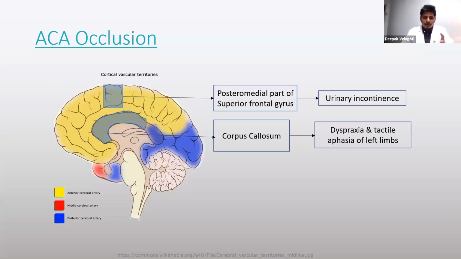And on the medial surface of the brain, the posterior medial part of the superior frontal gyrus can be involved, and the patient develops urinary incontinence. In the case of corpus callosum involvement, the patient develops dyspraxia and tactile aphasia of the left limbs, which can be described as the patient won't be able to identify the object only with the touch.